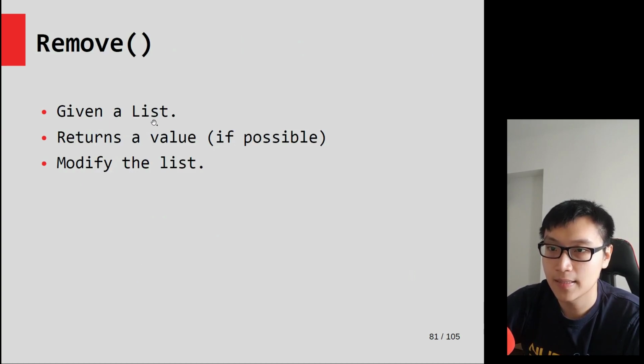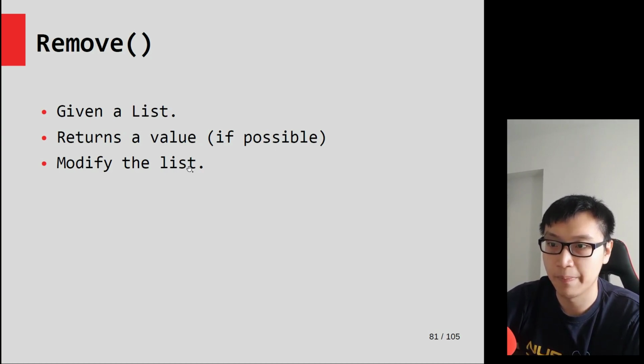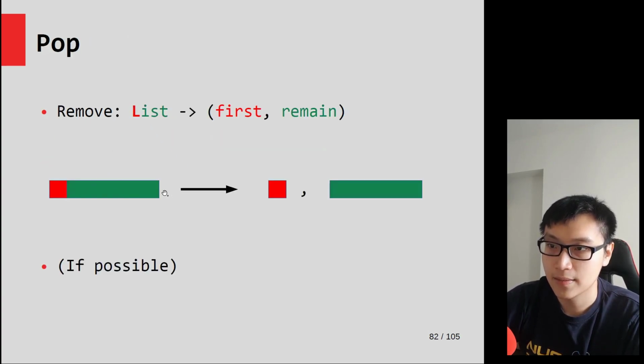So you are given a list. The remove function returns the first value from the list if possible, and afterwards it modifies the list so it keeps the remaining numbers. Again, you start off with a long list. The remove function takes out the first element and keeps the remaining numbers in the list itself, if it is possible to remove the first element. The remove function takes a list and returns two things. One is the first element and the second is the remaining parts.